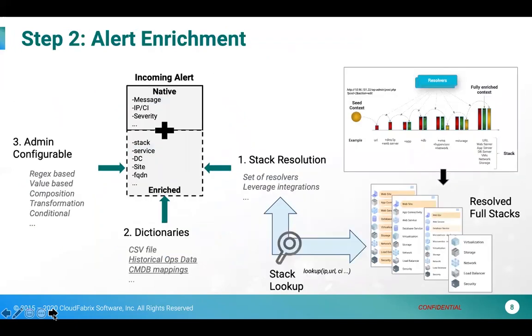The next two steps are probably the most critical in your journey, and one is enrichment. The biggest challenge with most of the monitoring tools is that you don't have a lot of information when you get the alert. At best, you get the severity and probably the CI, which IP address and host, and some short description. With that, you can't do very much.